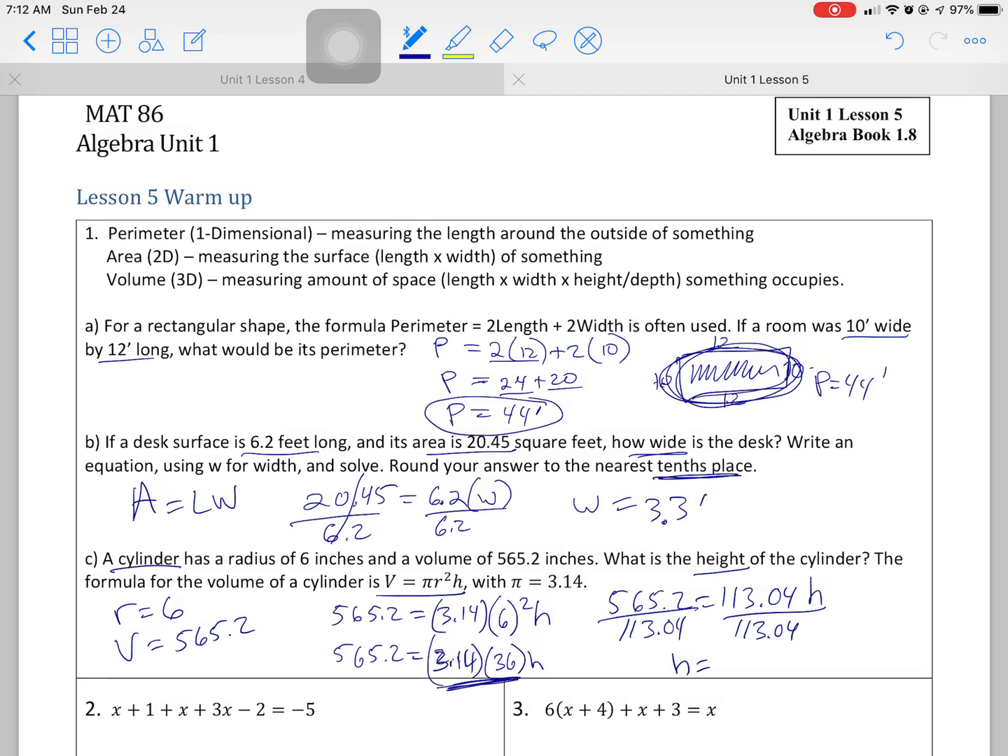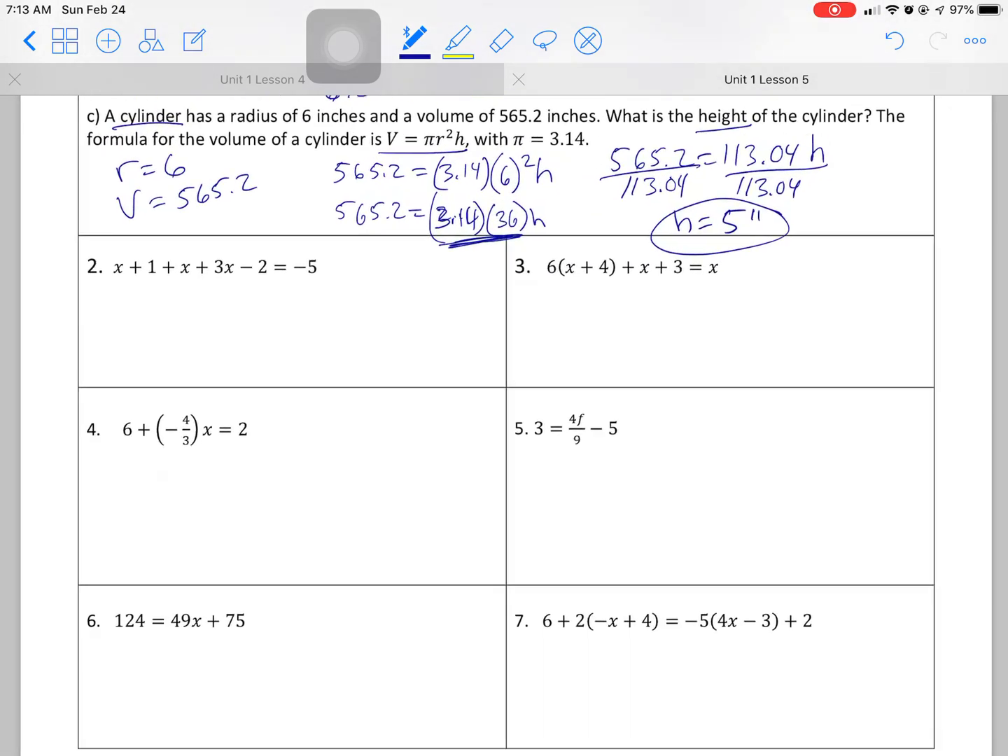That's going to come out to 5. 5, what are we working with here? Inches. Okay, not too bad.